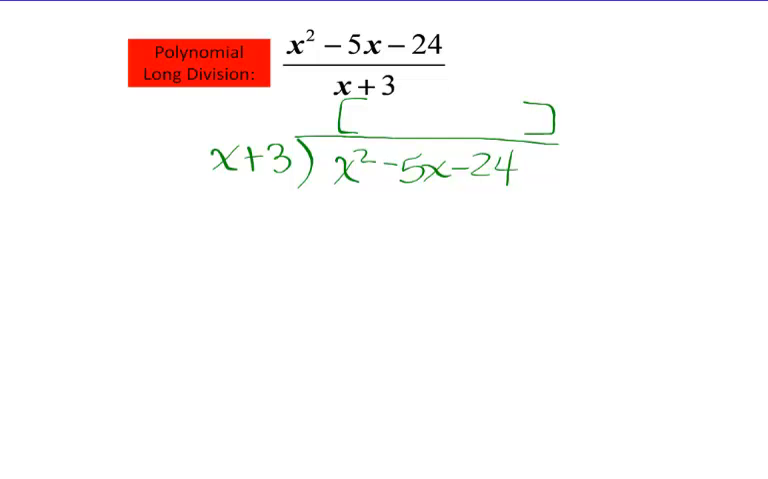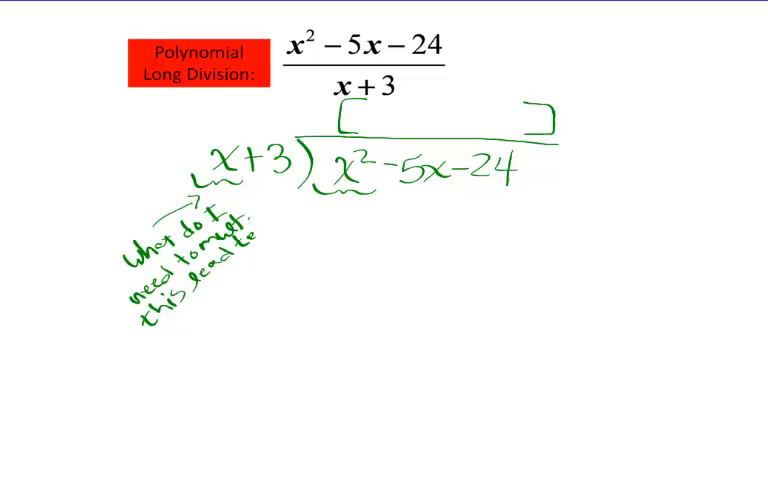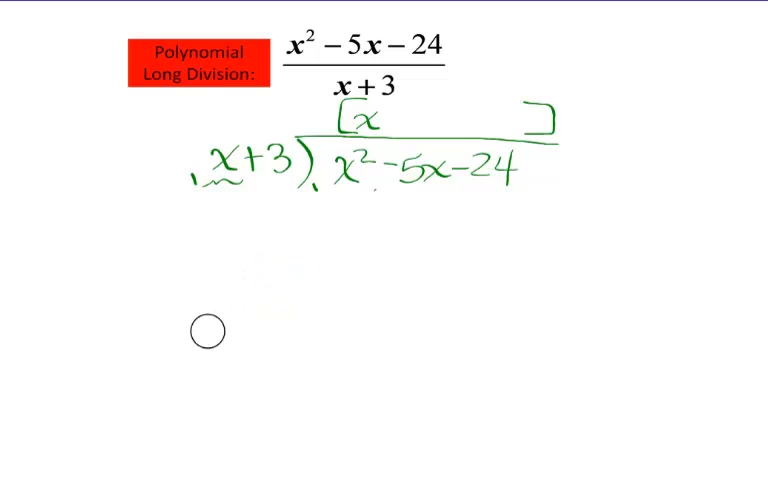So here's the process for polynomial long division. We're going to look at the lead terms in the numerator and the denominator. And we're going to ask ourselves, what do I need to multiply this lead term by to get that lead term for the answer? So what do I multiply x by to get x squared? That's x. And that's the process. Every step that we go along the way, that's going to be the question we're going to ask.